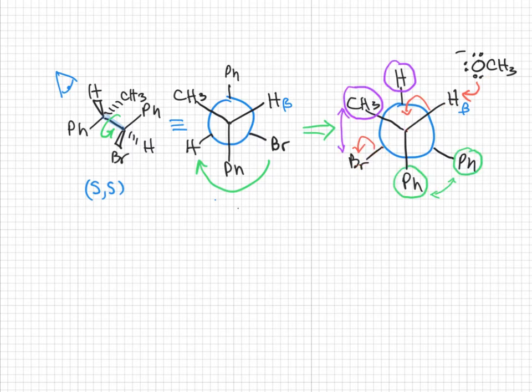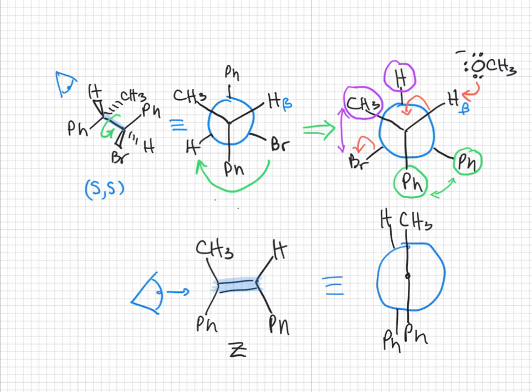As the double bond is formed, the two phenyl groups will align on one side of the double bond, and the methyl and the hydrogen will align on the other side. This alignment down the axis of the double bond corresponds to the Z isomer as shown.